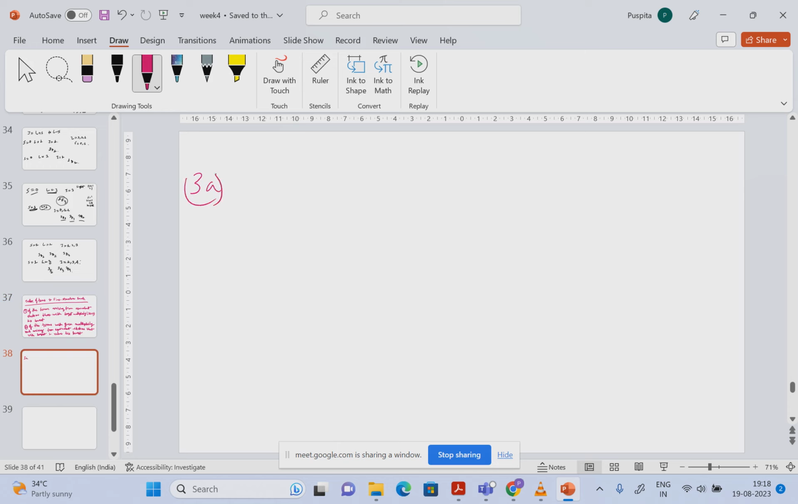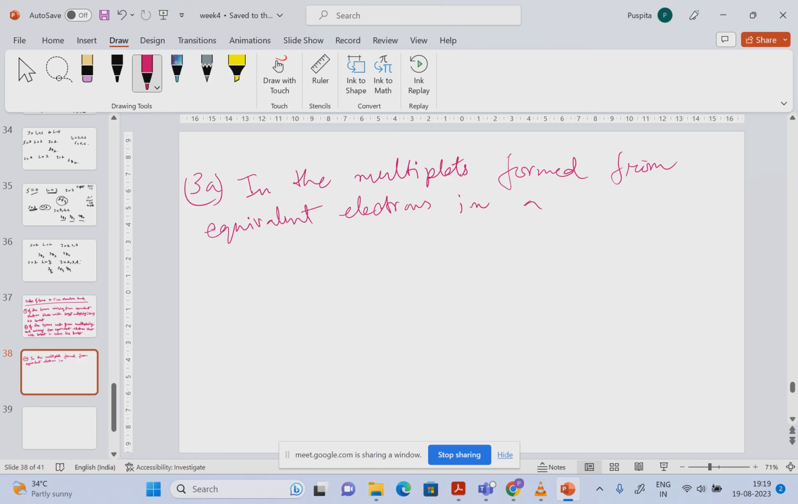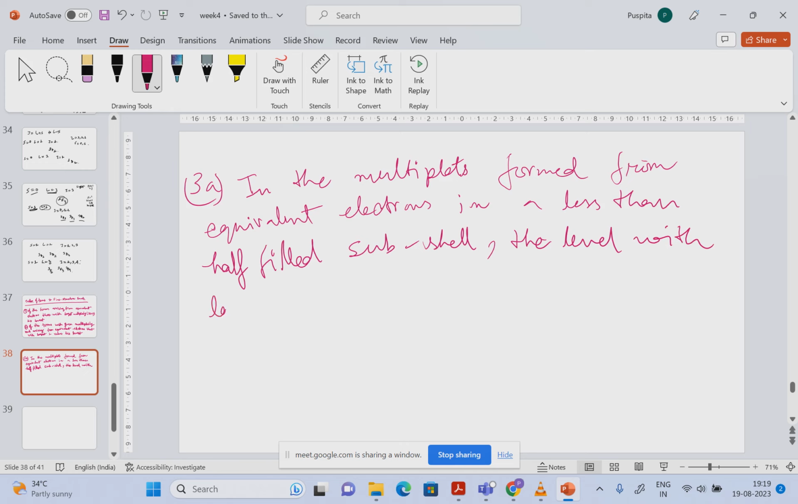Then the multiplets formed from equivalent electrons in a less than half filled subshell, the level with the lowest J lies lowest. For P, half filled is 3.